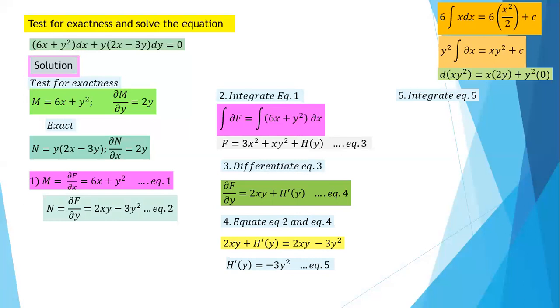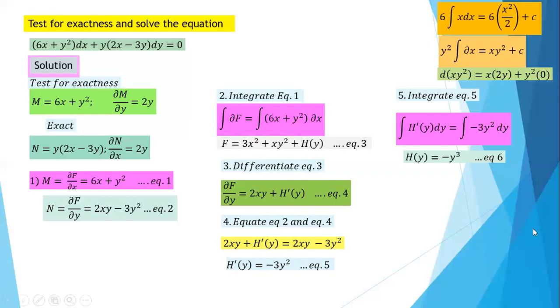Next, integrate equation 5. We now have the integral of h'(y) dy equals the integral of negative 3y² dy. The integral of h'(y) dy is h(y). The integral of negative 3y² is negative 3y³ over 3, so the 3 will be cancelled out. That's why we have h(y) equals negative y³, and we let this be equation 6.